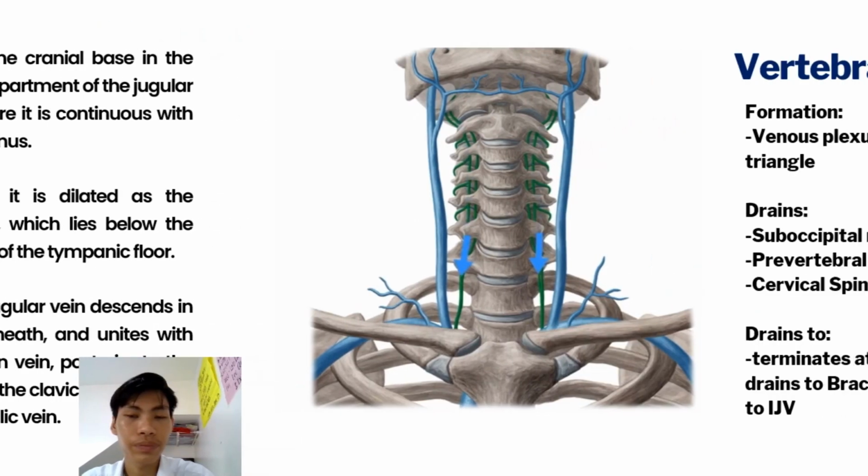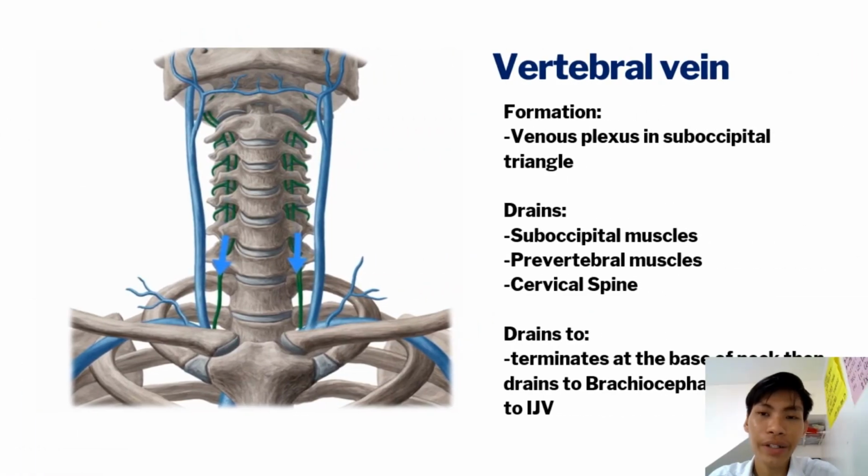The next tributary is the vertebral vein. As its name suggests, the vertebral vein travels along the vertebral column down through the transverse foramina of the cervical vertebrae to reach the brachiocephalic vein. The vertebral vein originates from a venous plexus in the suboccipital triangle and also the other structures such as suboccipital muscles, the prevertebral muscles of the neck, and the cervical spine. It terminates at the base of the neck and drains into the brachiocephalic vein just medial to the internal jugular vein.